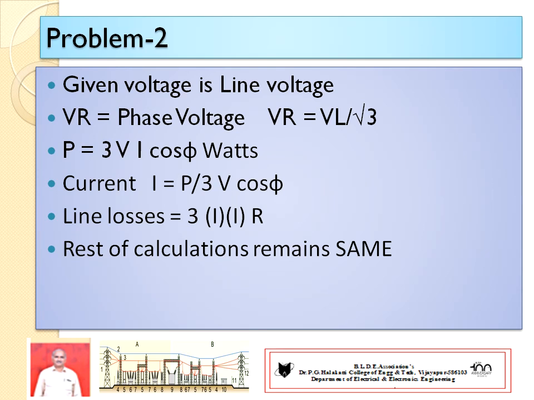Lastly, while calculating the efficiency, while calculating the copper loss in a 3-phase system, it becomes 3 times I square into R. Remaining all calculations remain the same.